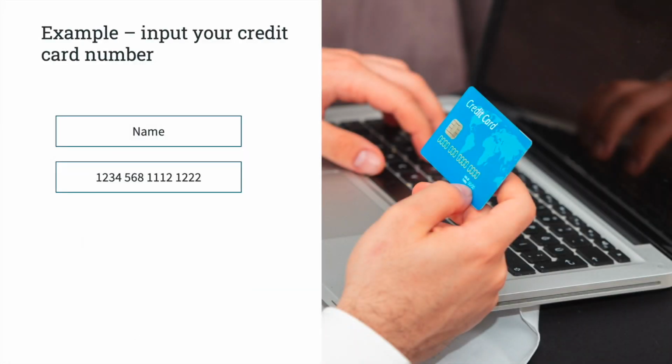Let's look at some examples. Say you want to do an online payment. The system asks you to input certain parameters from your credit card, one of them, for example, name, and the other one, the number of the credit card. The system doesn't provide any guidance about the format that the credit card number should be in, and it doesn't facilitate you in the process of typing the number.